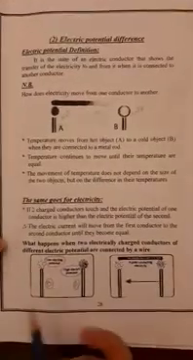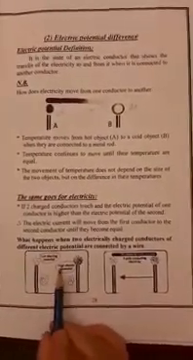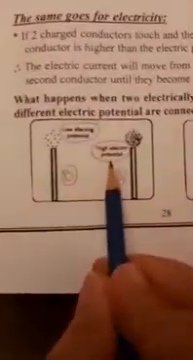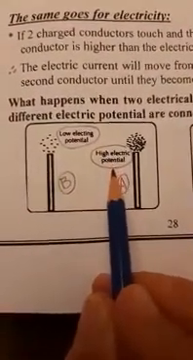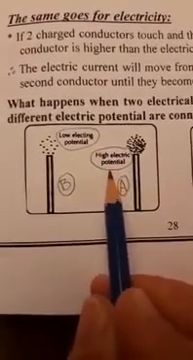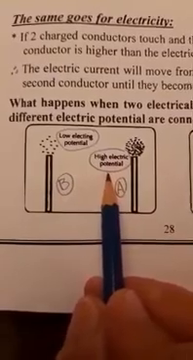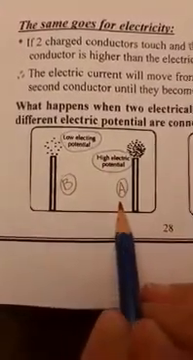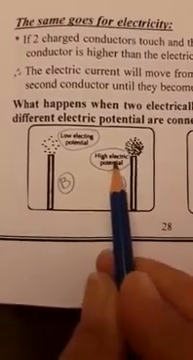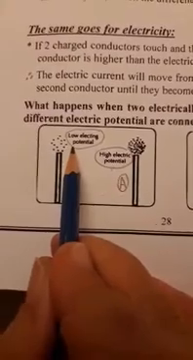If we have 2 electric conductors, conductor A has got high electric potential. High electric potential is the same as high electric pressure, but we use the word potential when we talk about electricity. We will use the word pressure if we talk about water, for example. Conductor A has got a high electric potential and conductor B has got a low electric potential.